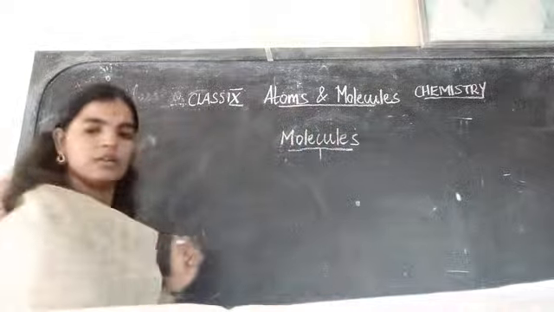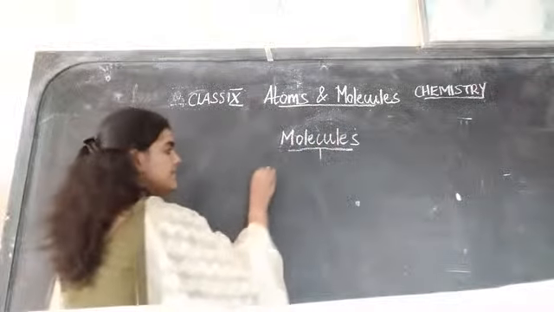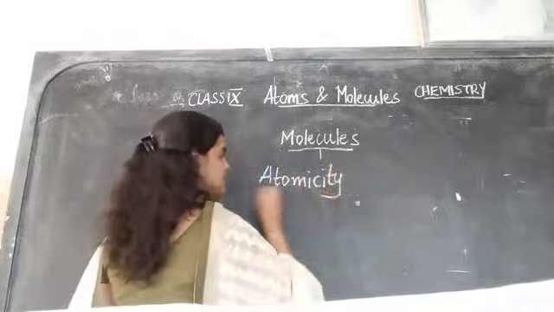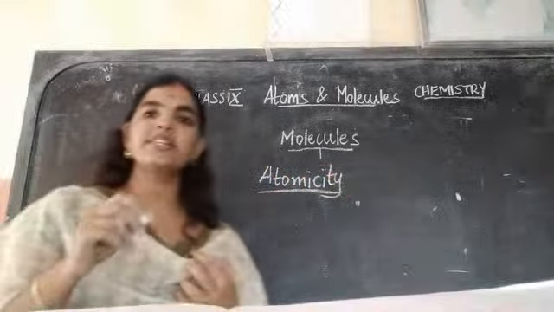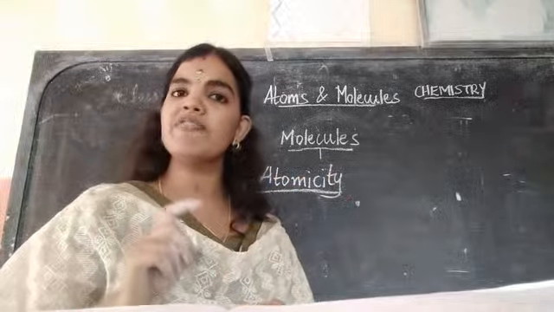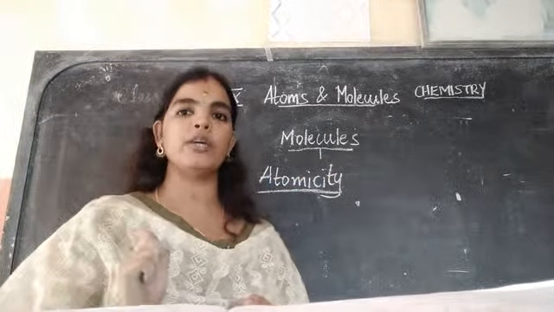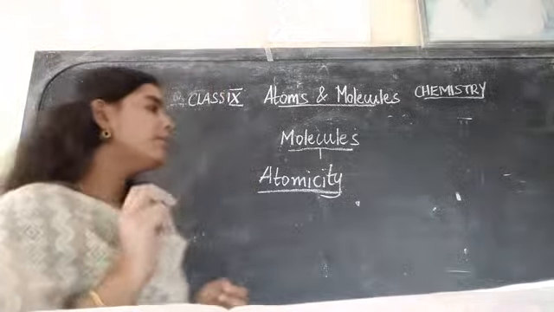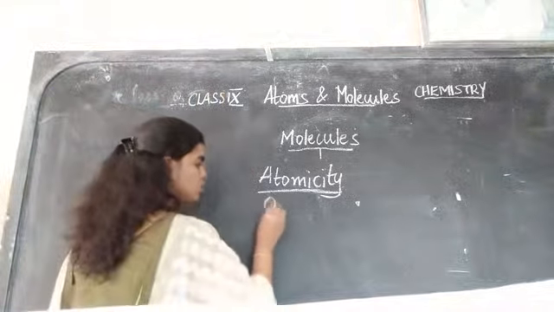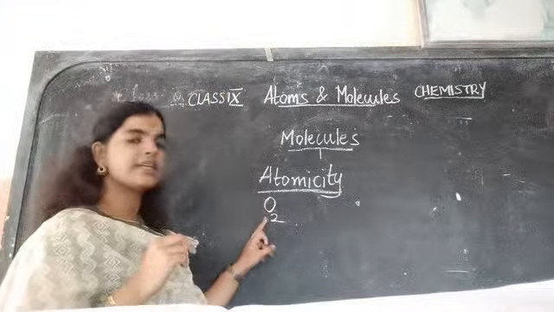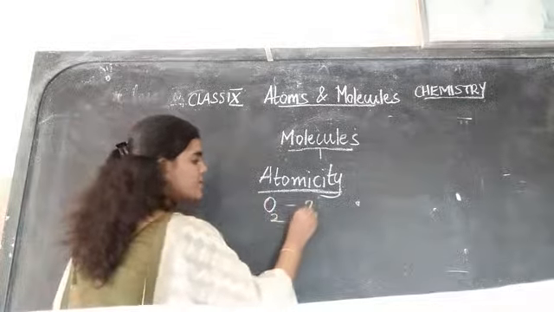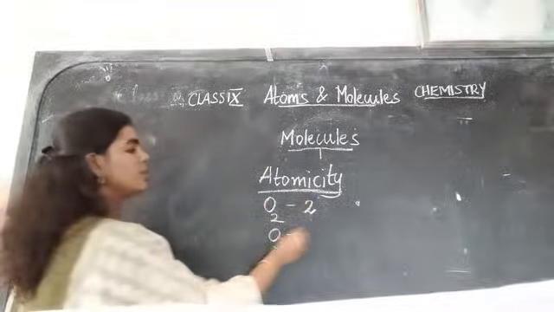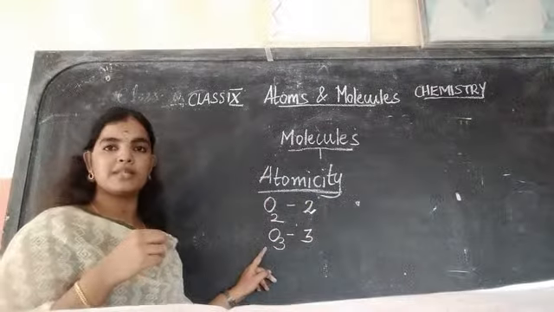And usually we have to know about one more term, and that is known as atomicity. Atomicity is defined as the number of atoms present in a molecule. For example, O2. How many atoms are present? 2. So the atomicity is 2. O3. What is the atomicity? 3. Since 3 atoms are present.